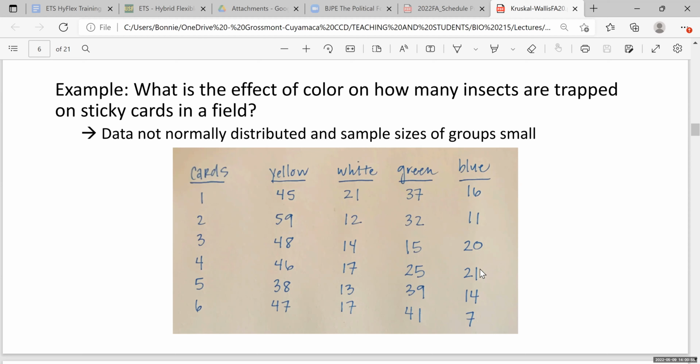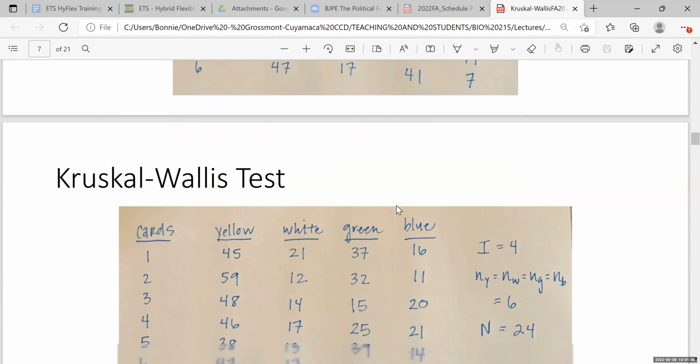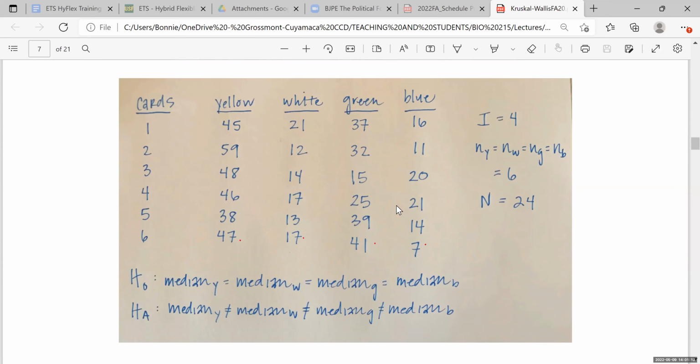All right, so these data are not normally distributed. We want to know, is there a difference in the median number of insects on the different cards? So we need to write out the hypotheses for our test. Our null hypothesis is going to be median of yellow equals median white equals median green equals median blue. Our alternate hypothesis is that the medians are all unequal.